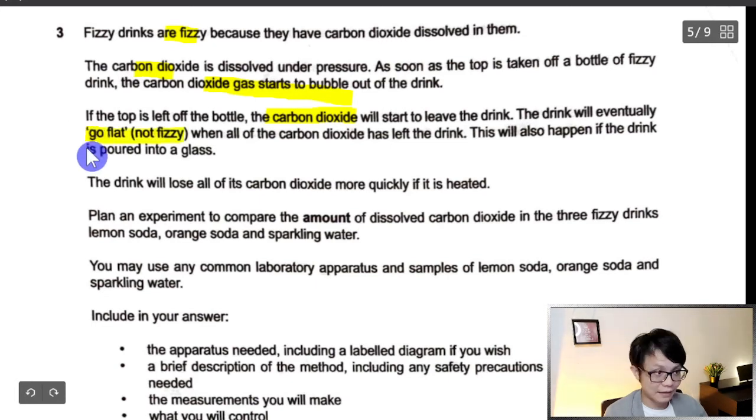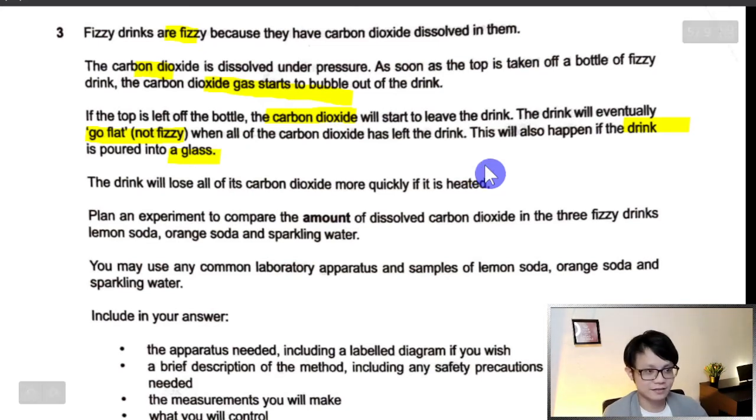My English is not that good, so I need to read two times. And when all the carbon dioxide has left, so there is no more gas, the drink is not nice anymore. This will also happen if the drink is poured into a glass. Of course, you pour it into the glass, and after a while the gas will also move to other places, then the taste of the Pepsi and Coca-Cola is not that nice.